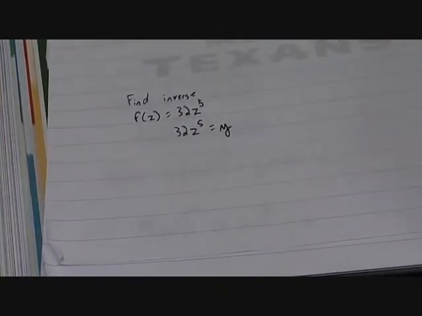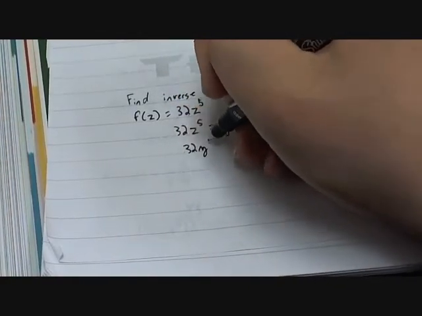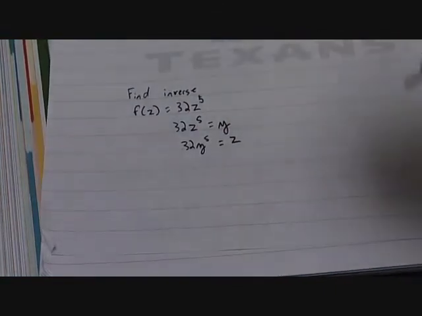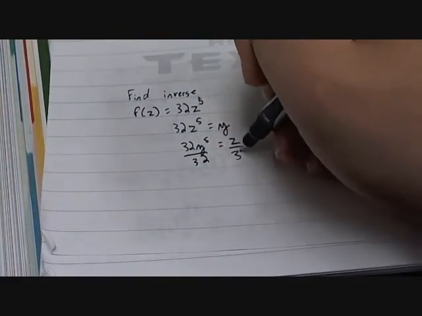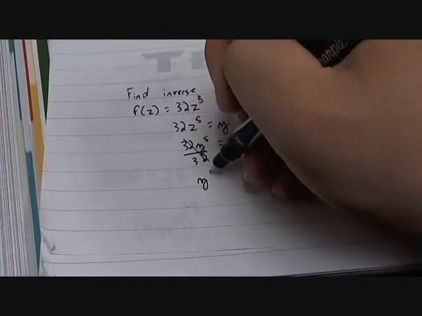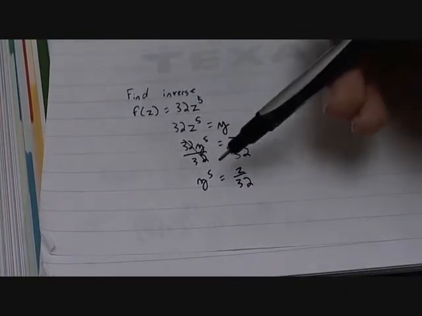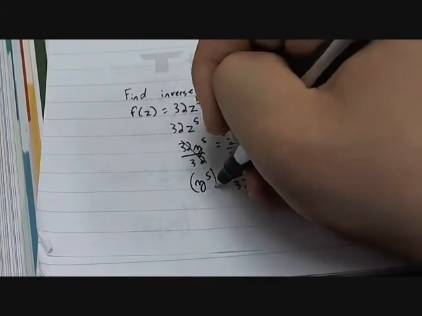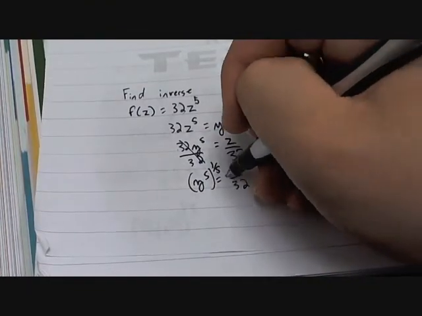Okay, so for step 1, like always, switch them. So we have 32 y to the 5th is equal to z. Alright, so we got to get this by itself. So divide by 32. You got to do it on both sides. So you're left with y to the 5th is equal to z over 32. Alright, so how do you get rid of the power of 5? We have to make this power into 1. How do you do that? Well, remember the power rule. So you raise it to the 1/5 power. You do it to one side, you have to do it to the other side.